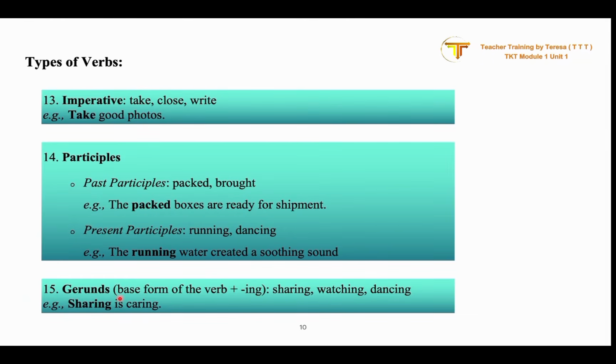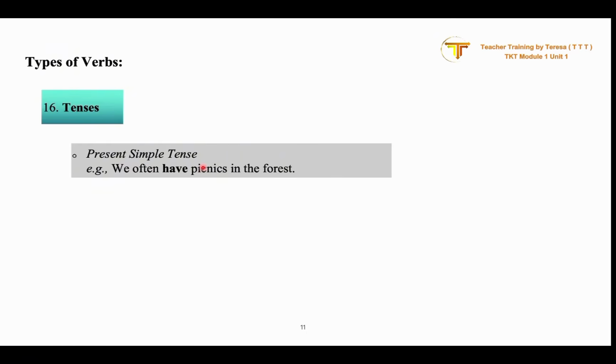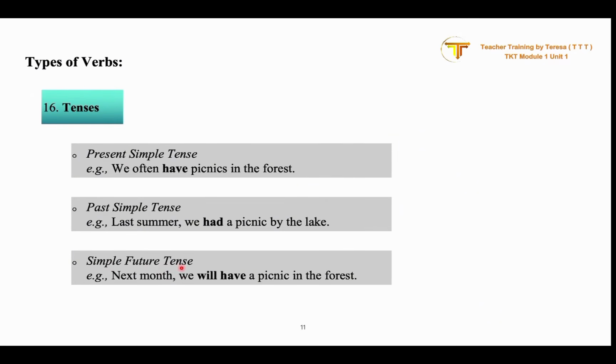15. Gerunds: base form of the verb plus ing. Sharing, watching, dancing. Sharing is caring. 16. Tenses. Present simple tense: We often have picnics in the forest. Past simple tense: Last summer, we had a picnic by the lake. Simple future tense: Next month, we will have a picnic in the forest.